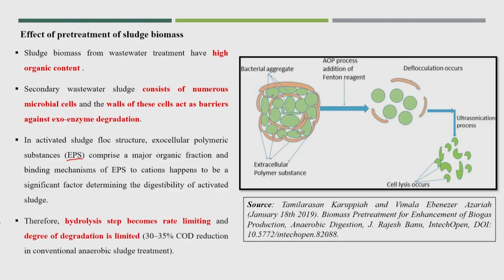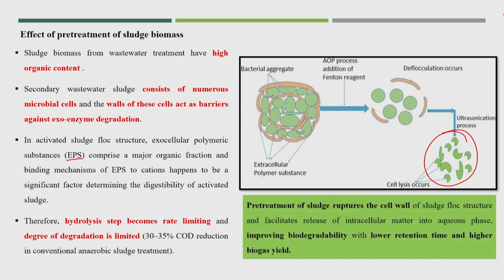By the pretreatment process or hydrolysis process, see here, this is the entire structure of the polymer substances. Now, after the pretreatment process, the substrate will be easily available for the microbial degradation process. Therefore, in this case the hydrolysis step becomes rate limiting and the degree of degradation is limited, with 30 to 35% COD reduction in conventional biogas anaerobic sludge treatment.